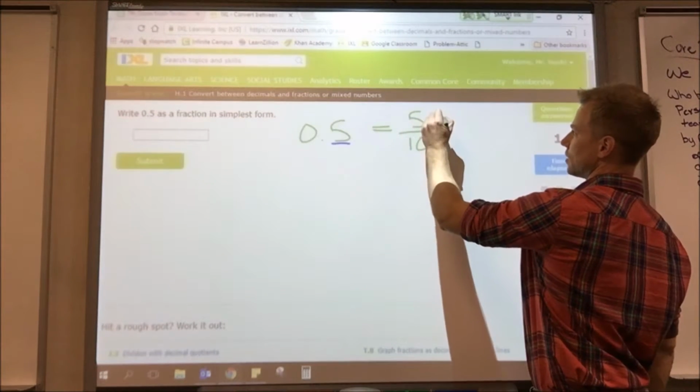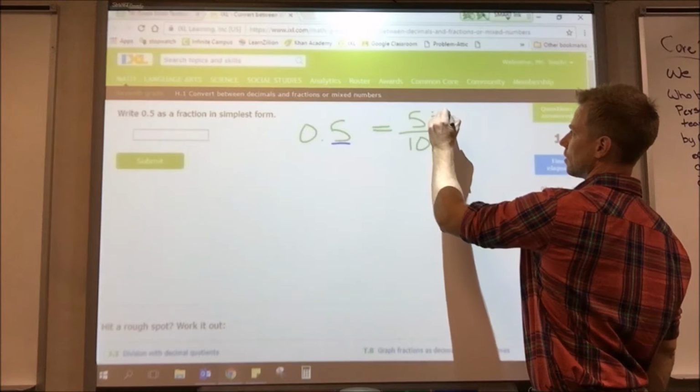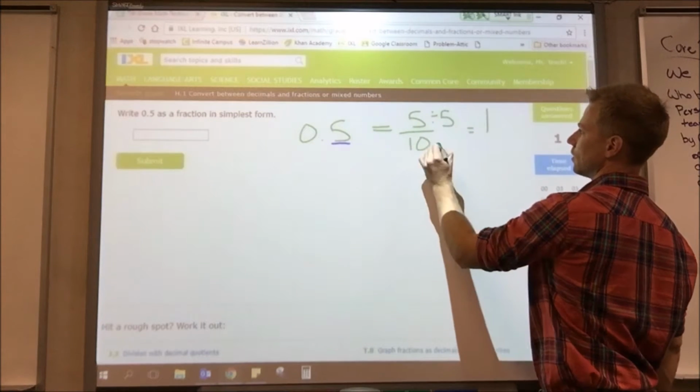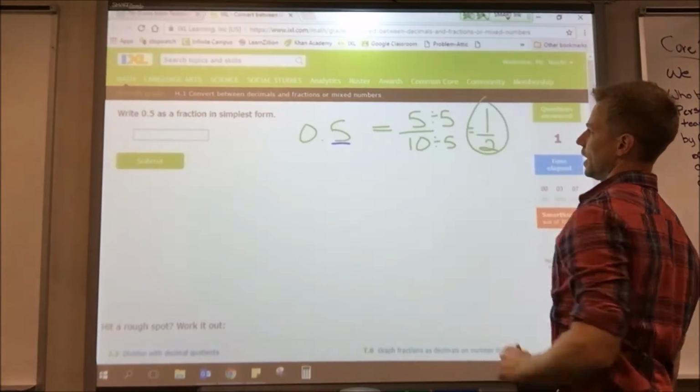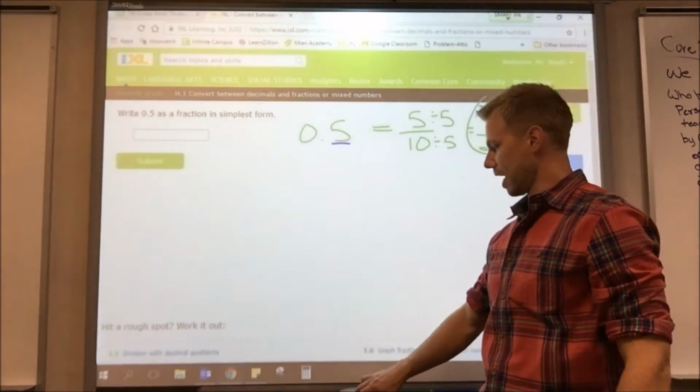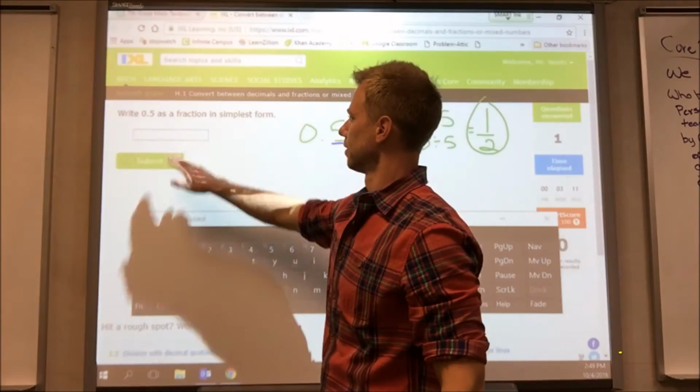5 goes into 5 once, and 5 goes into 10 twice. So that actually equals 1/2 once we simplify.